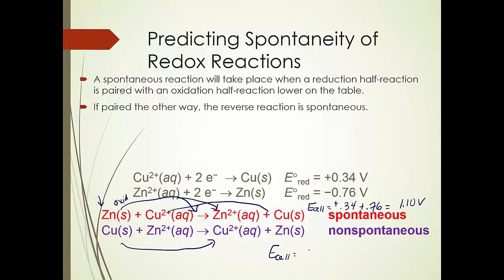So in this case, the oxidation part was a negative 0.34 because I reversed it, so I reversed my sign. You kept the zinc being reduced, which is a negative 0.76. This gives you a negative 1.1 volt. This is non-spontaneous. That's not going to happen.